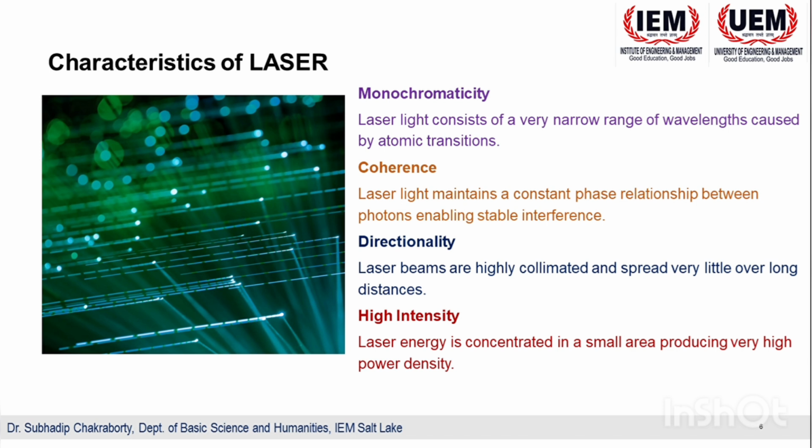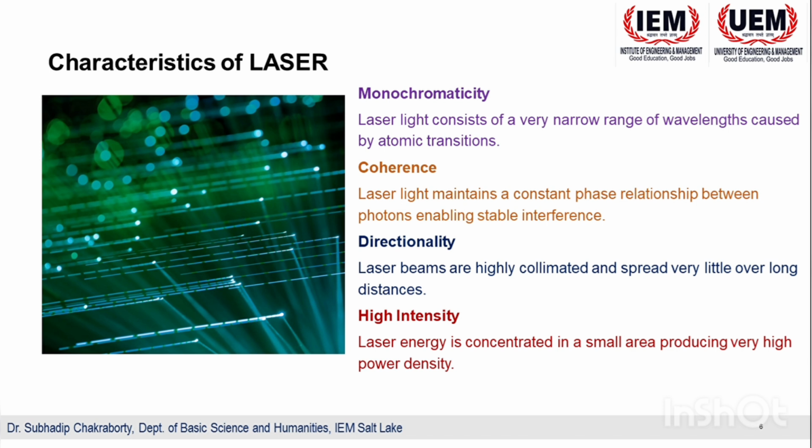The second property is coherence. Coherence means maintaining a fixed phase relationship between the light waves. This we already have discussed in the interference chapter. Laser light is highly coherent because the emitted photons have the same frequency and phase relationship. Coherence may be temporal, that is related to time, or it may be spatial, which is related to space.